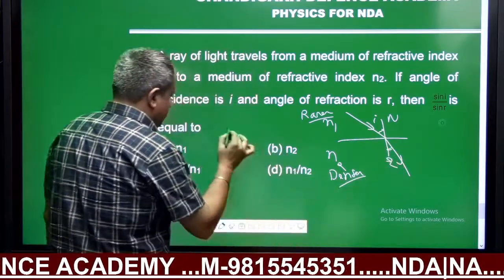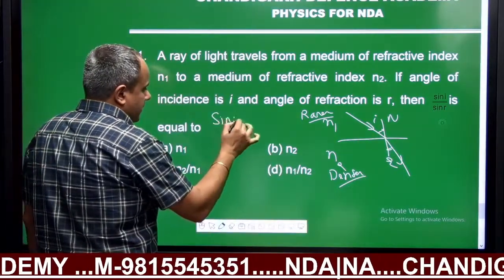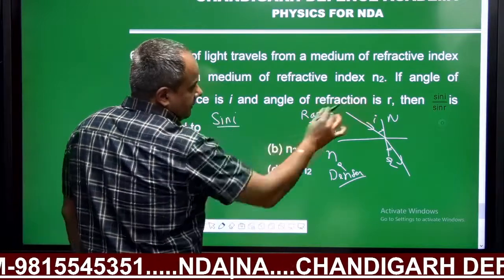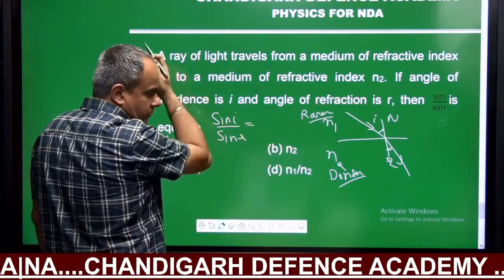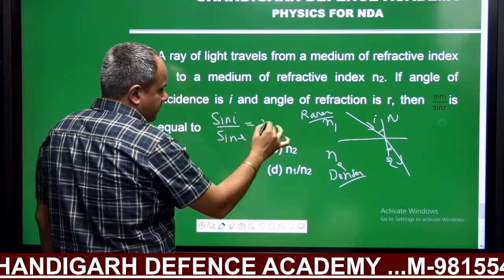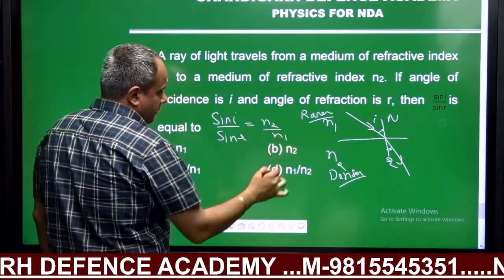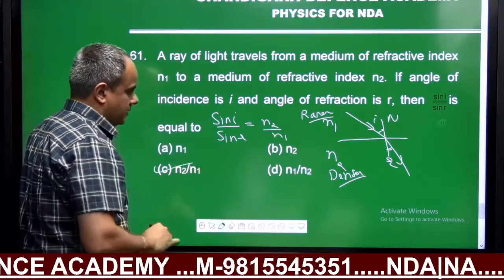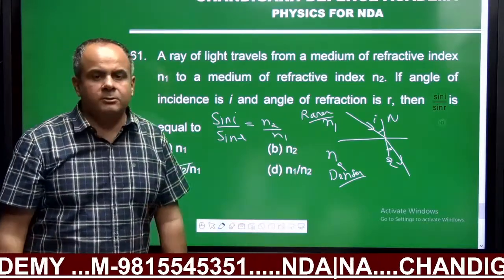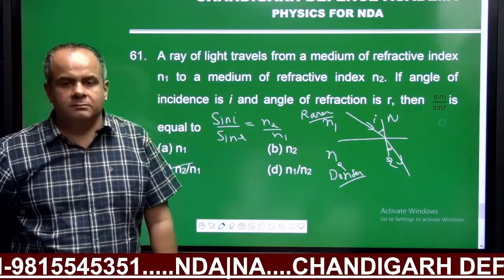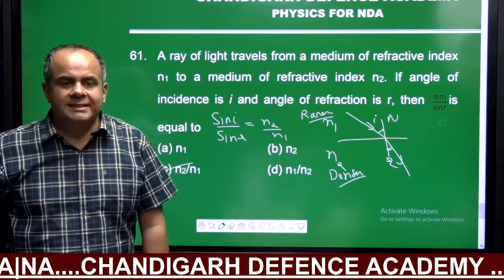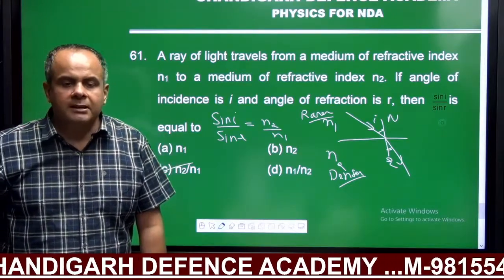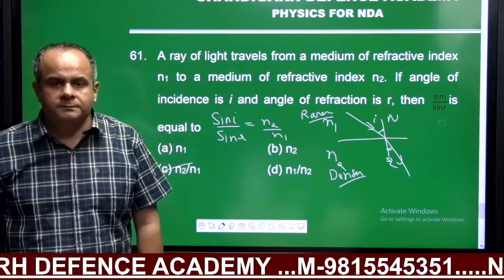Law of refraction is pretty much simple. Sin i by sin r is inversely proportional to the refractive index, so it will be n2 by n1. Choice C is the answer. This is also known as Snell's law. Sin i by sin r is equal to n2 by n1.